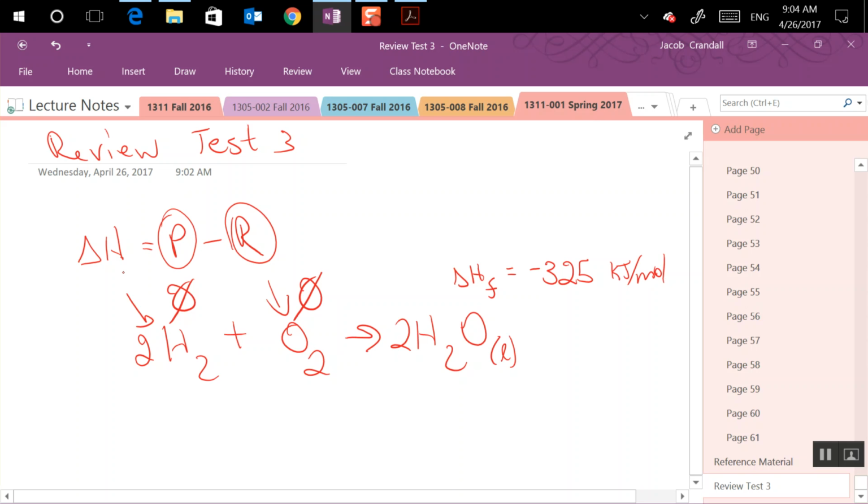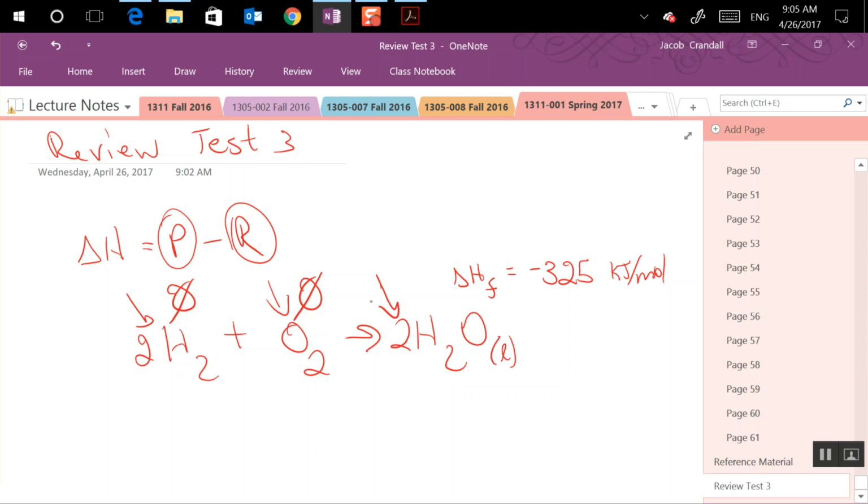And so then, knowing that, I would take the products. Here, all I have is products because the delta H of formation of H2 and O2 are 0. Okay? So would the delta H then be negative 325? Almost. What am I missing? I'm missing that it's for 2 waters instead of just 1 water.